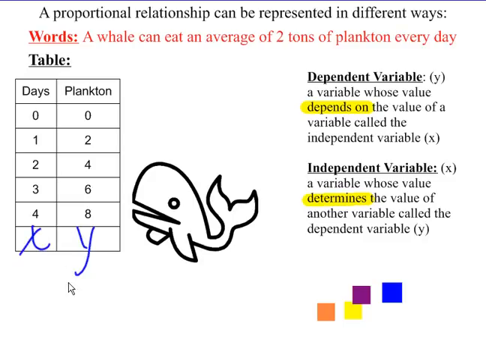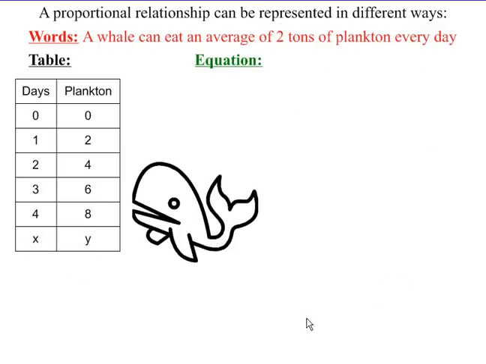What this does for us is, once we understand what's dependent and what's independent, it helps us to set up our equation. So when we're designing an equation for this particular situation, we would say that the tons of plankton would depend upon how many days there are. But there's also a constant we're not looking at. That constant is what happens every single day. Well, we know that the whale eats 2 tons of plankton every single day. So it's not a 1-to-1 relationship, it's a 1-to-2 relationship. And it's a constant too, because again, we're talking an average. So now we're looking at an equation that is y equals 2x.